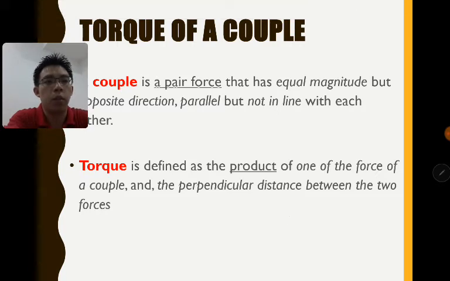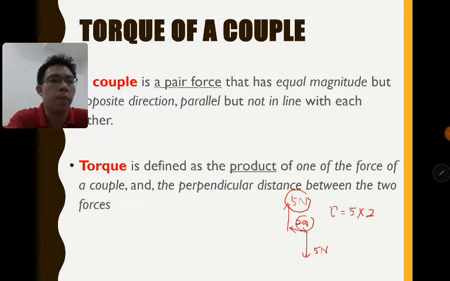So let's say the two forces just now, each of them is 5 Newton, and they are separated by a perpendicular distance of 2 meter. So we say the force of a couple, one of them, is 5 Newton, perpendicular distance 2 meter, so therefore torque is 5 times 2.